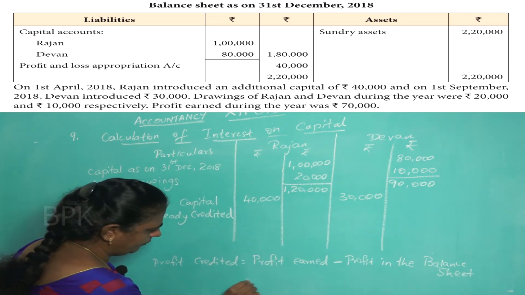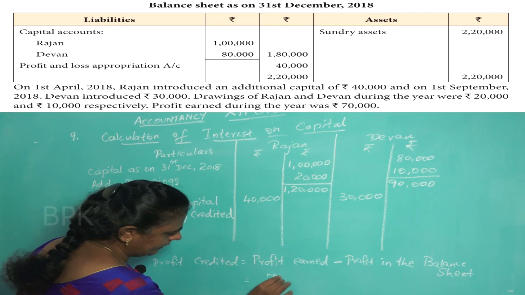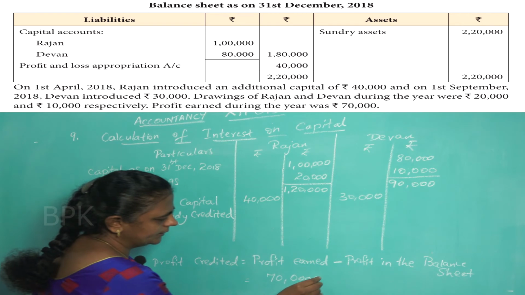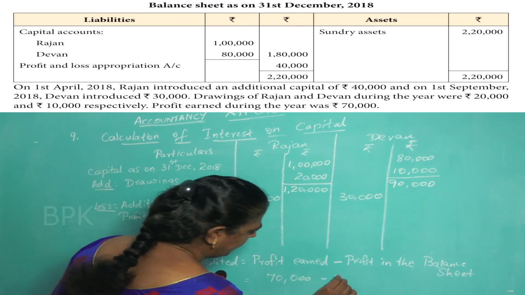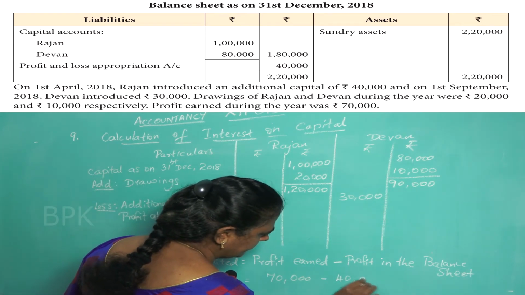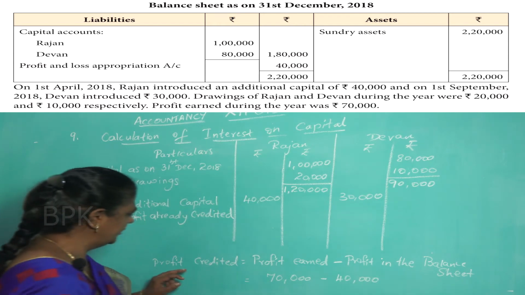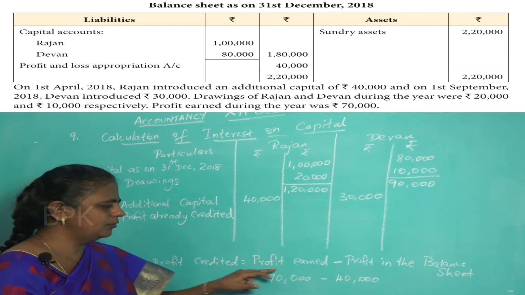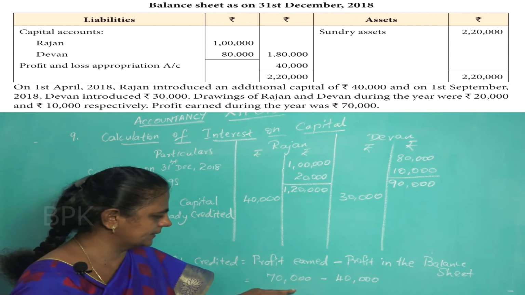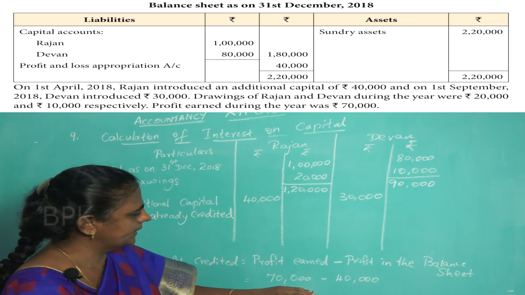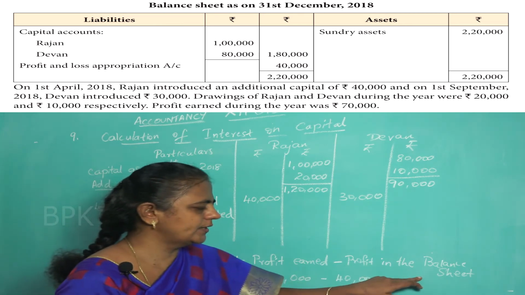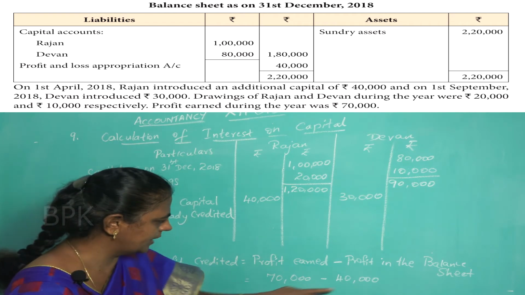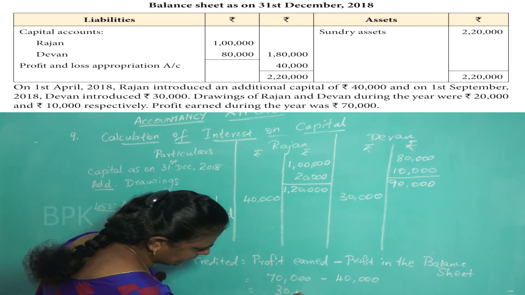Okay. So profit earned is given in the question, last line. Profit earned is 70,000. What is given in the balance sheet? Profit as per the balance sheet is 40,000. Understood? You should know the profit already credited. For that, profit earned is 70,000, given in the last line, and already profit is shown in the balance sheet. So as per the balance sheet, what is the profit? That is 40,000. So deduct both these, then you will get 30,000.